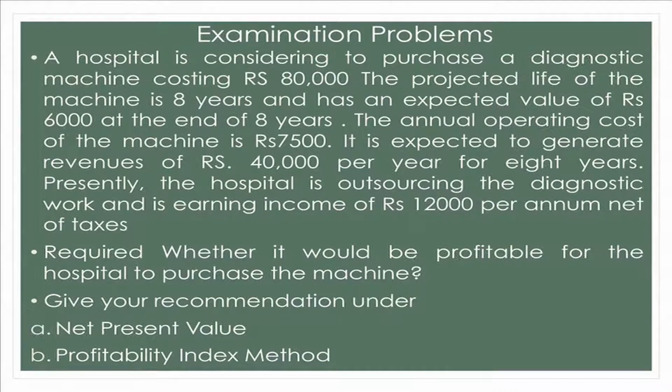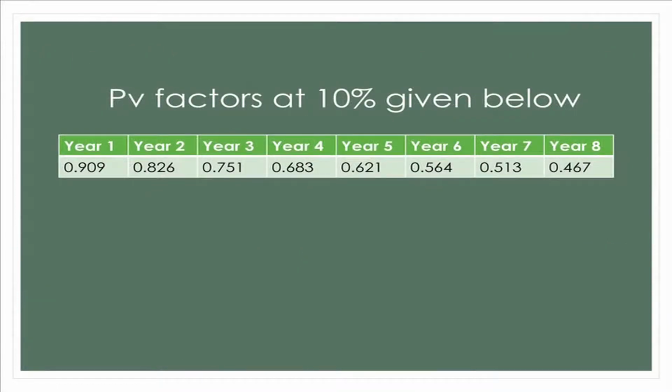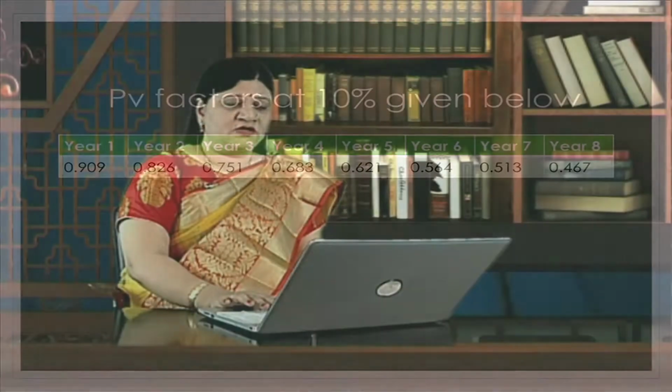The PV factors at 10% are given below: first year 0.909, second year 0.826, third year 0.751, fourth year 0.683, fifth year 0.621, sixth year 0.564, seventh year 0.513 and 8th year 0.467. We can look into the discounting tables to ascertain this value, or derive it: 1 divided by 1.1, then use equals on the calculator repeatedly, and these values will be reflected in our calculators.